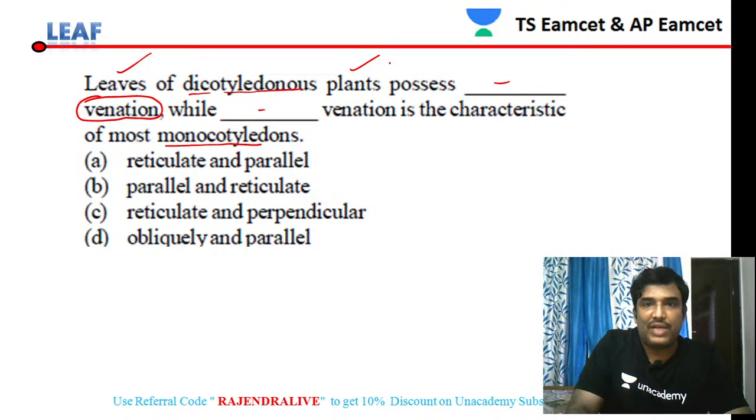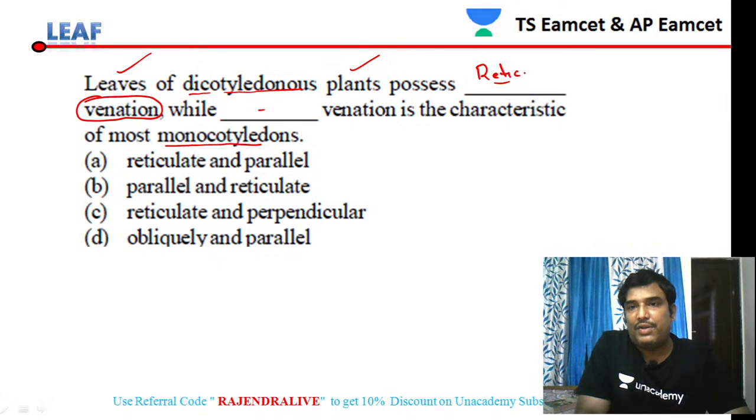So again, the question was asking, let us see the question once again. The leaves of dicotyledonous possess what type of venation? The leaves of dicotyledonous produce reticulate venation, where the parallel venation is characteristic of monocots. So they show the parallel venation, while here it is showing the reticulate venation.